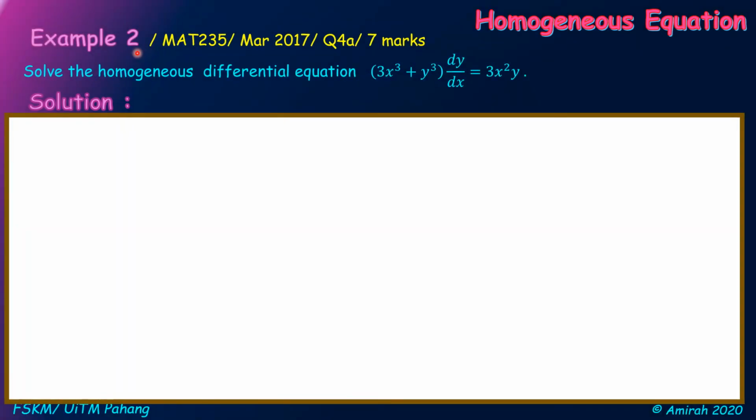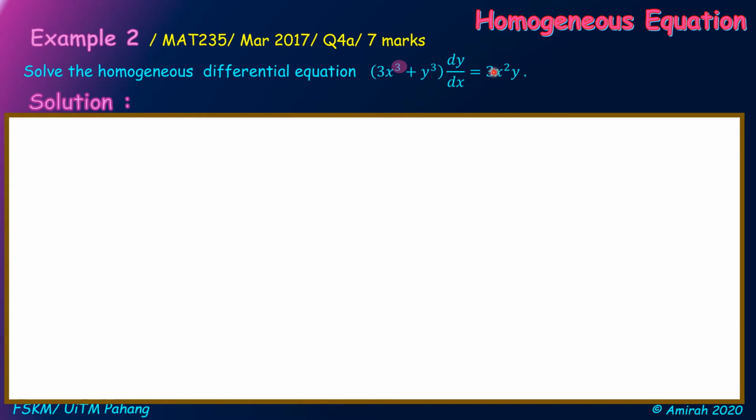Hi everyone! In this video, we will continue example 2 from previous semester papers under homogeneous equation. Solve the homogeneous differential equation (3x^3 + y^3) dy/dx = 3x^2 y.